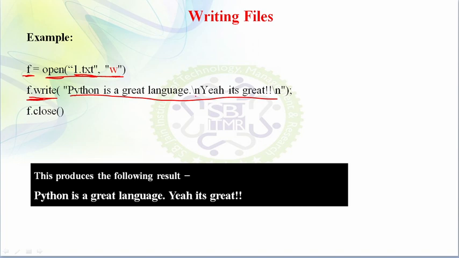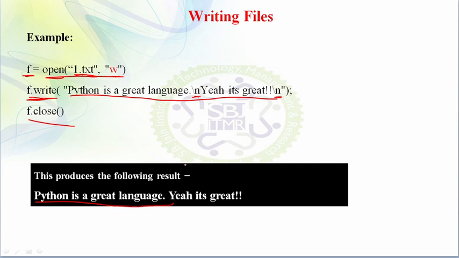One more thing that we have to notice: since we have given the \n character after language, there will be one enter, and after yeah, there will be one enter. So it will automatically print yeah, it is great in the next line. And you can see Python is a great language, and next it will be written in the next line, and after that it will close the file.